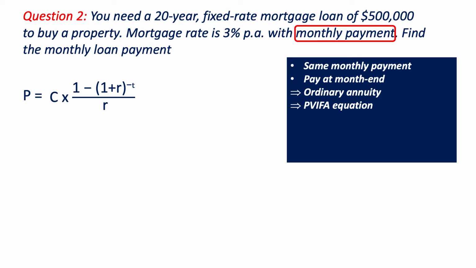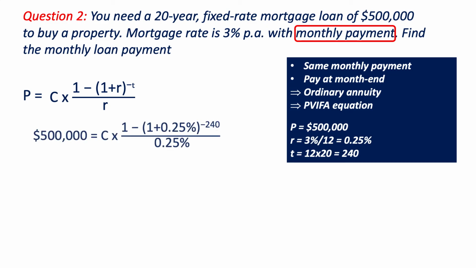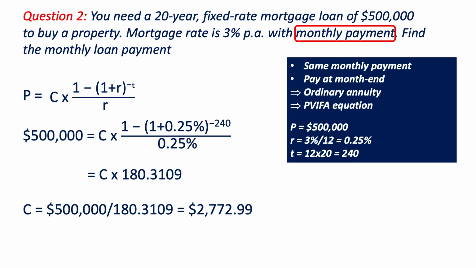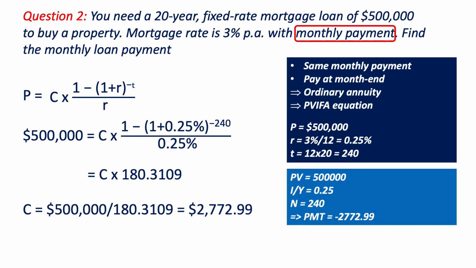We then substitute the relevant values into the equation. First, P is equal to $500,000. R is equal to 3% divided by 12, so it is equal to 0.25%. And T is equal to 12 times 20, so it is equal to 240. After substituting all these values into the equation, we should be able to find that the monthly loan payment should be equal to around $2,800. These are the steps for BA II Plus for your reference.